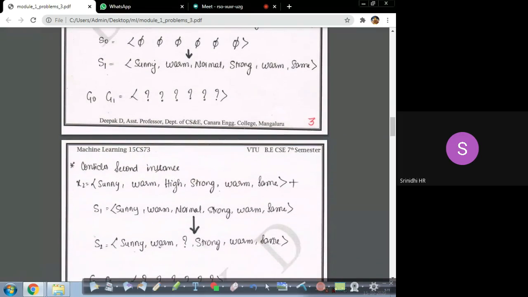I'm not updating any general hypothesis. As of now, I'm not updating anything. Only my specific hypothesis will be updated. Now, let's go ahead. We'll go with the second instance now.